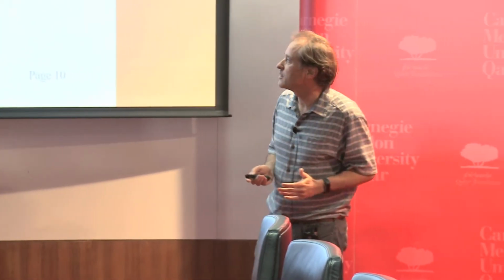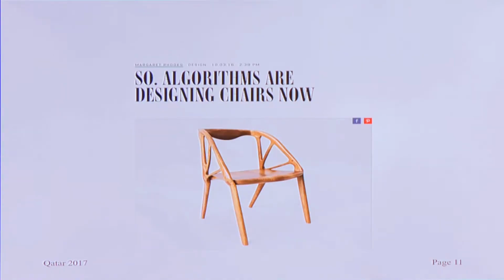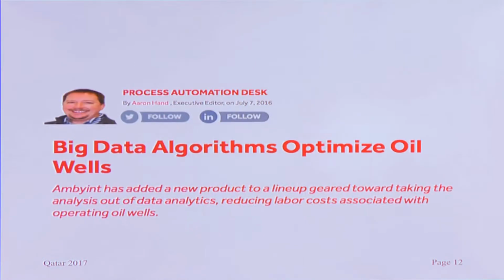In fact, if you watch popular TV, there are various shows about how lawyers are now using algorithms to predict what people are going to think and say. They're even used to design chairs. So the chair you're sitting on might be designed by an algorithm. And on this side of the world, this might be relevant: algorithms are used to optimize oil wells, presumably also gas wells, whatever they are called.